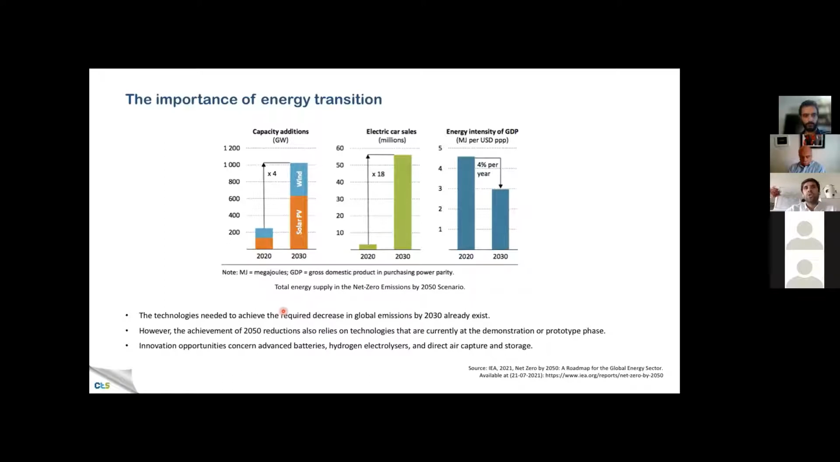The problem, which is also an opportunity for us research institutions, is that from 2030 to 2050, some technology responsible for further CO2 reductions is not yet available. It is at the demonstration or prototype phases. These include batteries, hydrogen electrolyzers, and direct air capture and storage of carbon. Those are the main fields that still need more research, and therefore they represent an opportunity. It seems problematic, but if we think that we still have around 30 years, it seems more feasible, let's say.